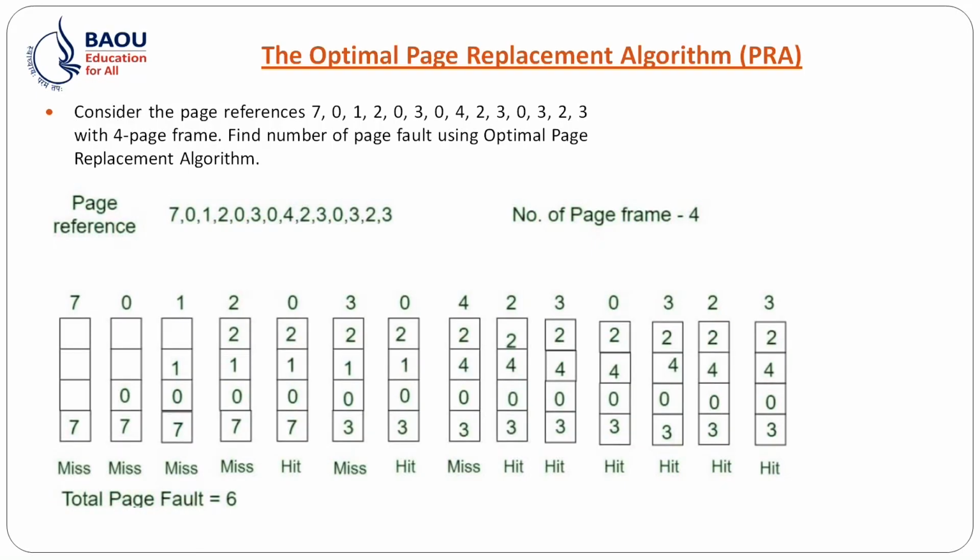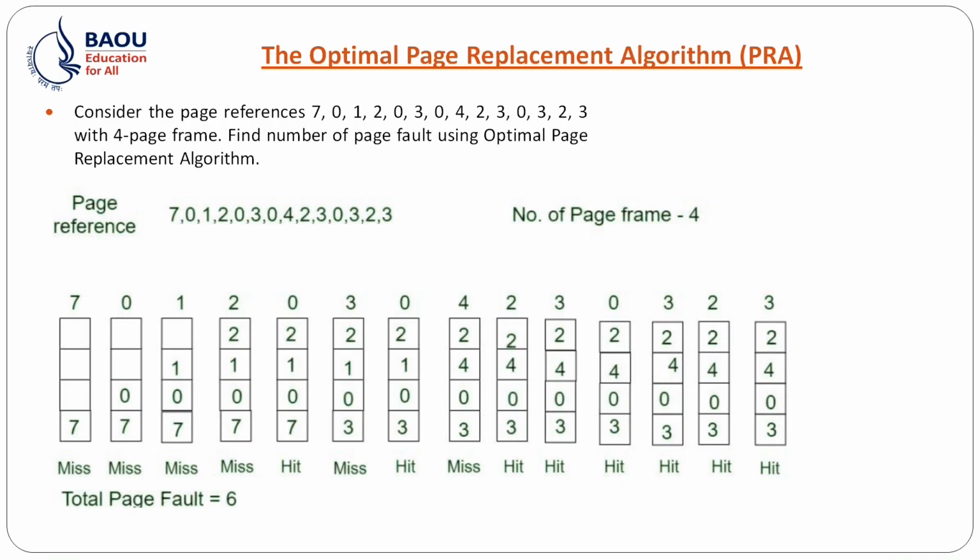So, initially all slots are empty. When 7, 0, 1 and 2 are allocated to the empty slots, 4 page faults will occur. Then 0 is already there, so it will not result in a page fault. When 3 comes, it will take the place of 7, because it is not used again soon. So that will be a page fault.